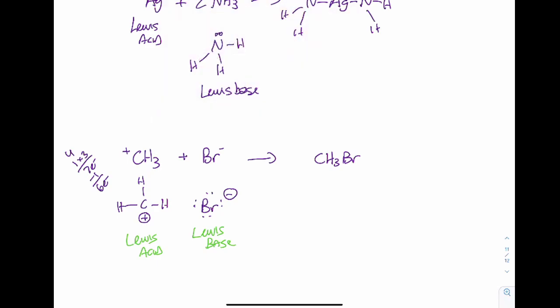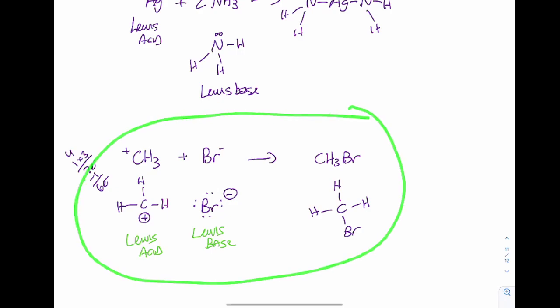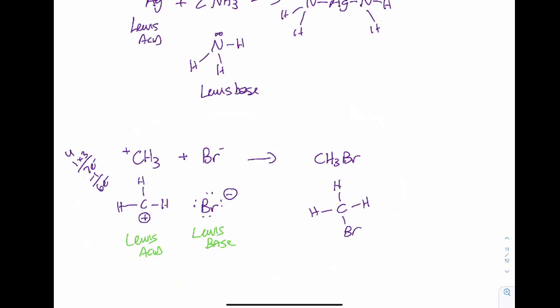And then if we look at our product, I have my 3 hydrogens and then it's bonded to a bromine. So what's happening is one of these lone pairs from bromine is bonding to that carbon. That carbon's accepting it. That's that new bond. So again, know the definitions. A Lewis acid is accepting an electron pair, a Lewis base is donating them, and then given a reaction similar to this, be able to identify which is the acid and which is the base.